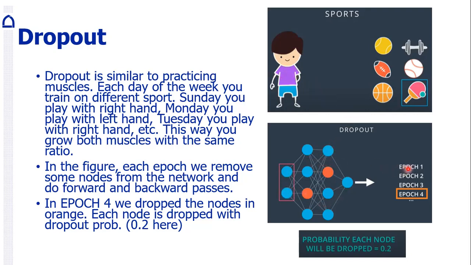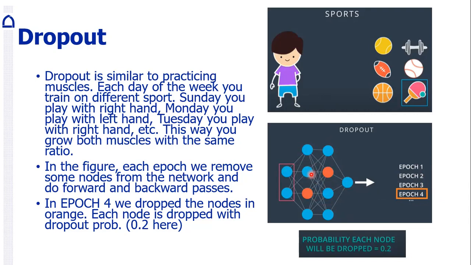As you see here, we have epoch 1, epoch 2, epoch 3, and in epoch 4 we disabled these two nodes. So we distribute all the work on the other nodes. This means we pay attention to the other nodes and neglect these two nodes. In the next epoch, we can randomly disable any two other nodes. The probability of disabling is 0.2. This means we just remove a few nodes from the neural network during the training.